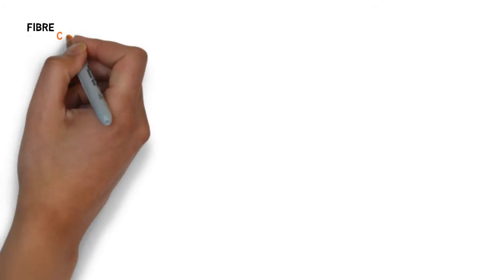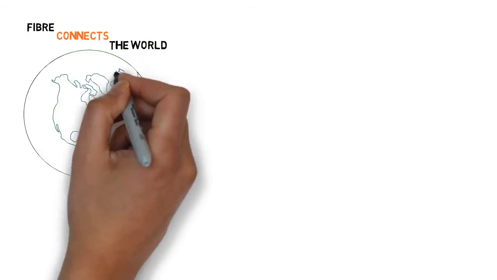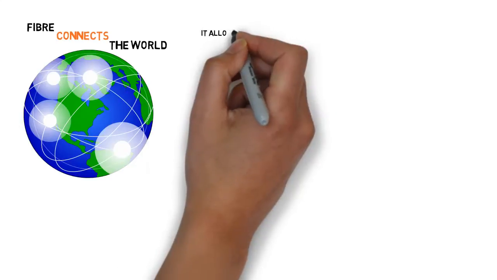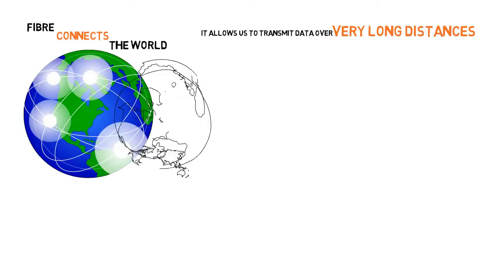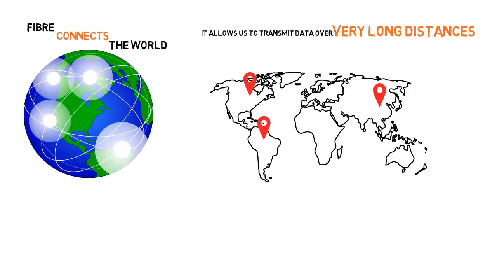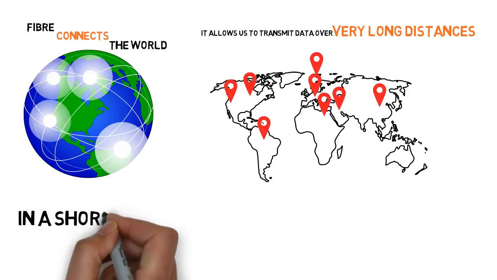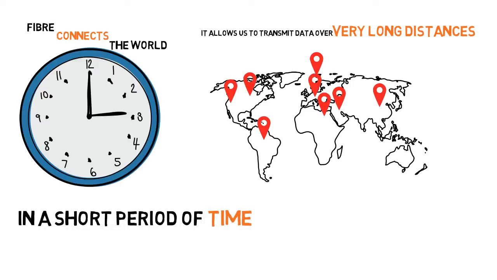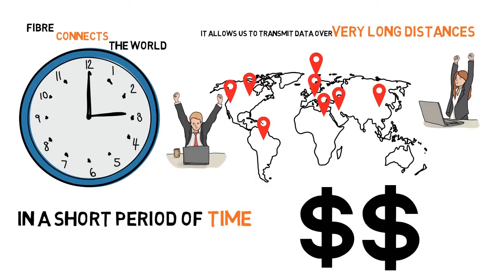As we saw in Chapter 1, optical fiber allows the planet to be interconnected. It enables the transmission of large amounts of data across very long distances. What is especially remarkable is the very short amount of time it takes for these transmissions to occur, and as we all know, time is money.